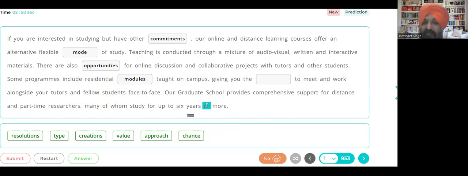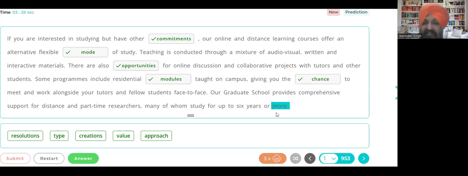So modules. What are taught? Modules are taught, giving you the dash to meet and work alongside. Here singular is required, so giving you chance. Best collocation fitting here. So work alongside your tutors and fellow students face to face. Our graduate school provides comprehensive support for distance and part-time researchers, many of whom study for up to 6 years or more, right? Now, you see that I got all correct.